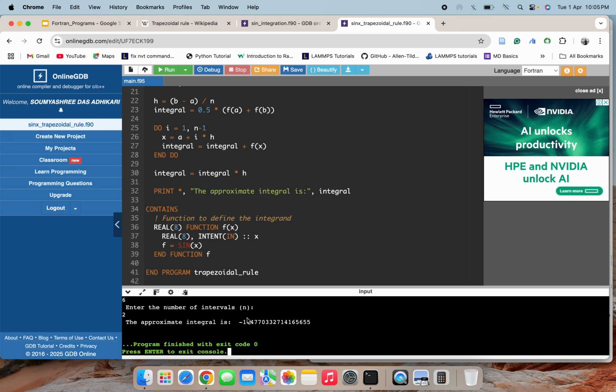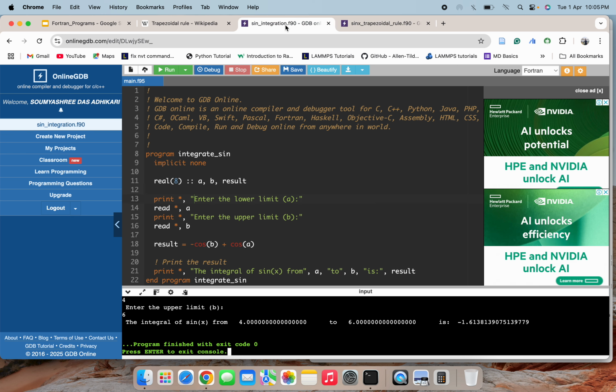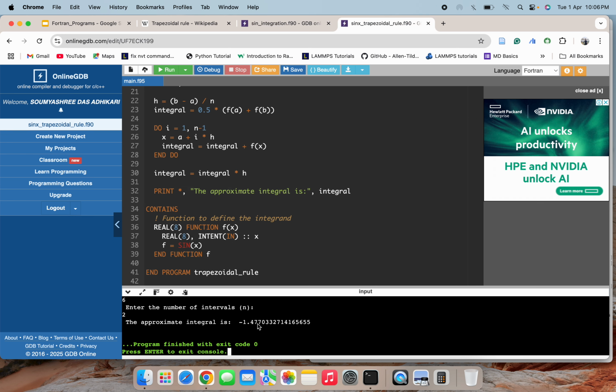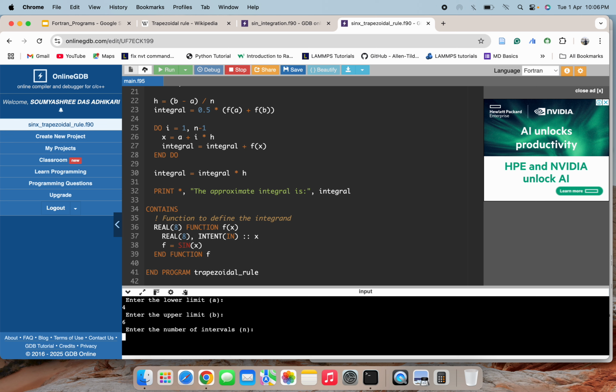So let's see what is happening. Now you see that the approximate integral is minus 1.47, whereas we got minus 1.61 when we did the normal integration. That means this is not that accurate. So what can we do? We can run this again and increase the number of intervals to see what is happening. This time I am entering 4.